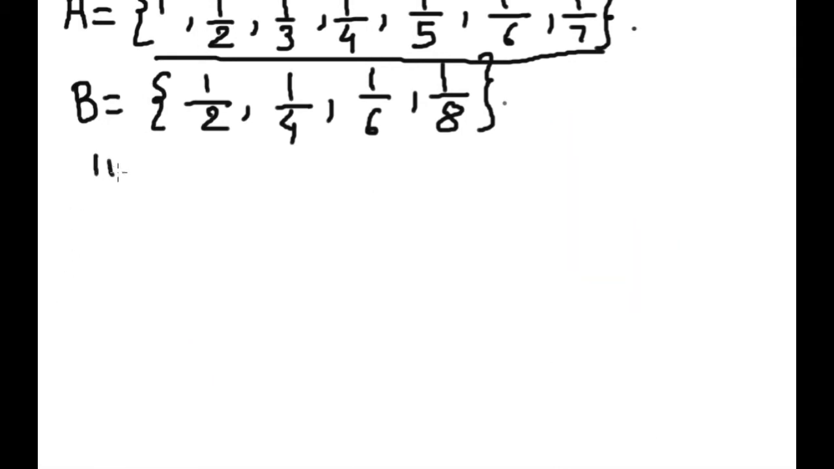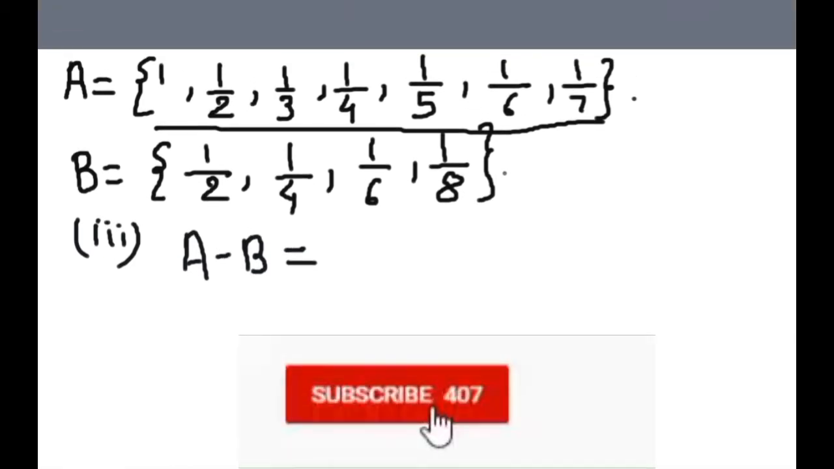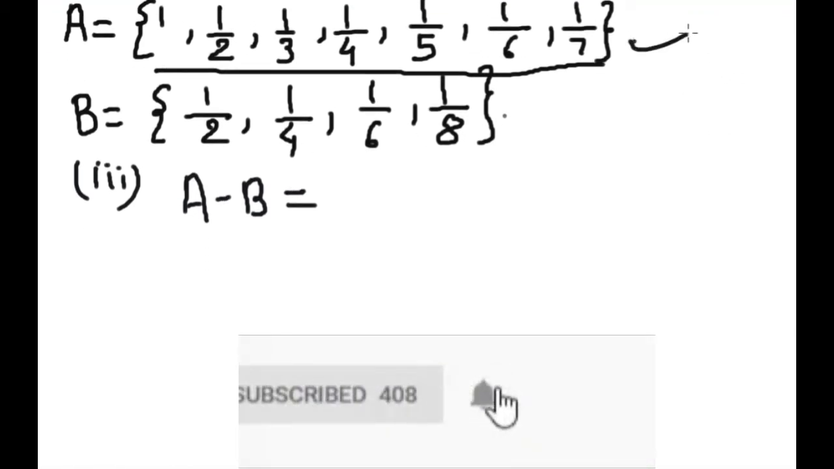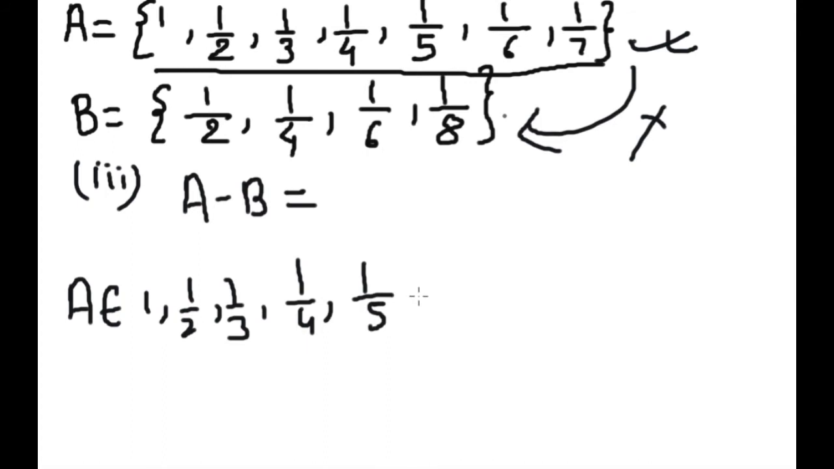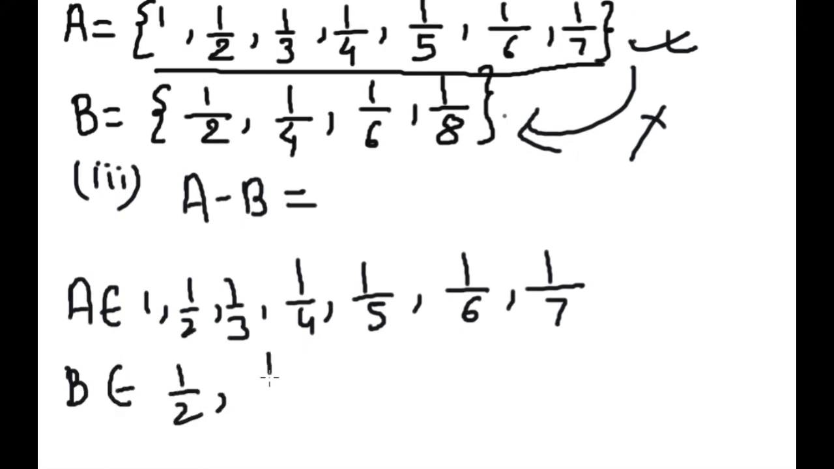Question number 3 is A minus B. A minus B means we have to write all the elements of A which is not present in B. So, first we will write the element of A here. 1, 1 by 2, 1 by 3, 1 by 4, 1 by 5, 1 by 6, 1 by 7. And element of B: 1 by 2, 1 by 4, 1 by 6, 1 by 8.